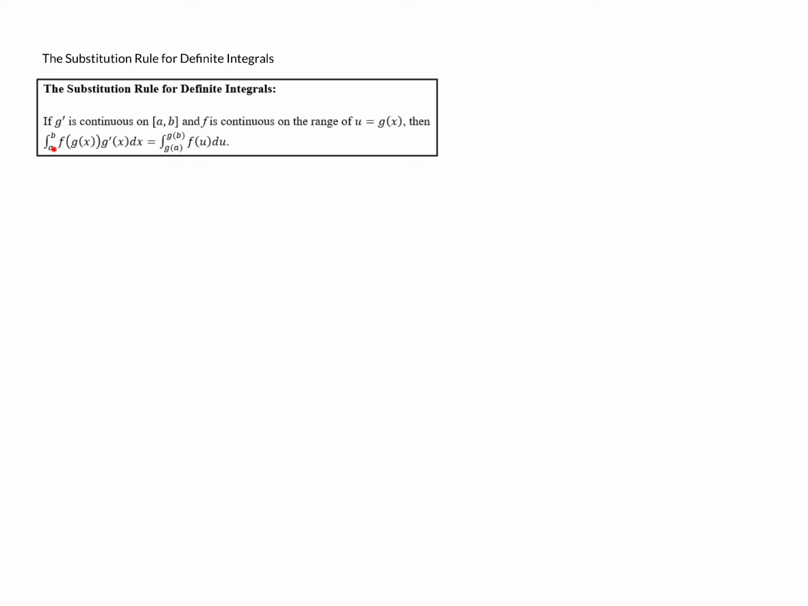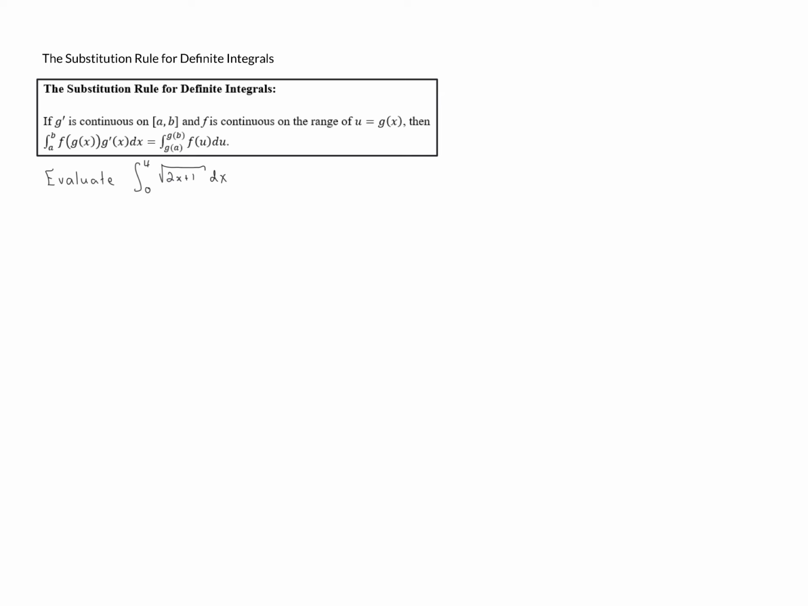If we start with x equals a and x equals b, we know that u is g of x, and so basically we need to see what the values of u are that correspond, because if we've changed things so that we're integrating in terms of u, we have to change the limits so they're in terms of u. This probably looks intimidating. I promise it's not that bad. Let's take a look at an example.